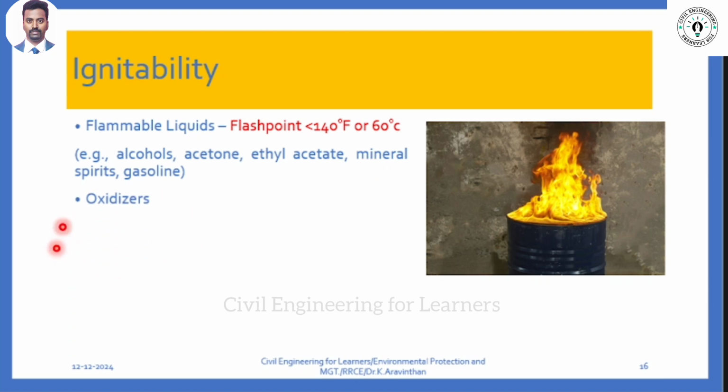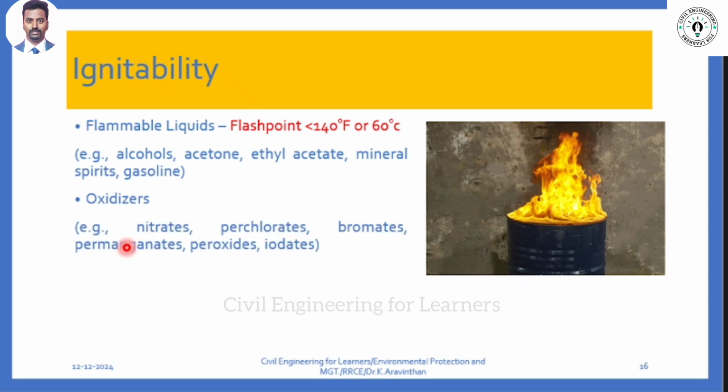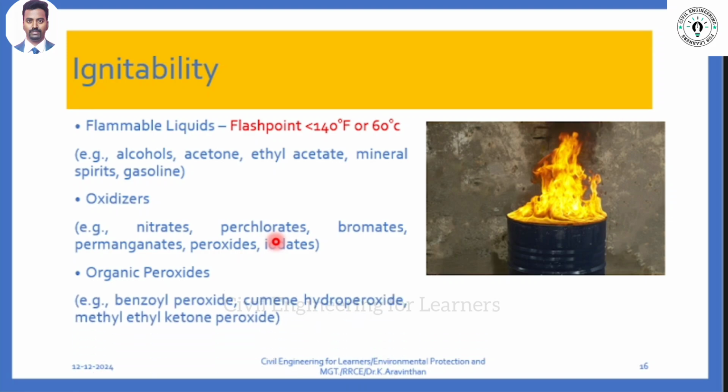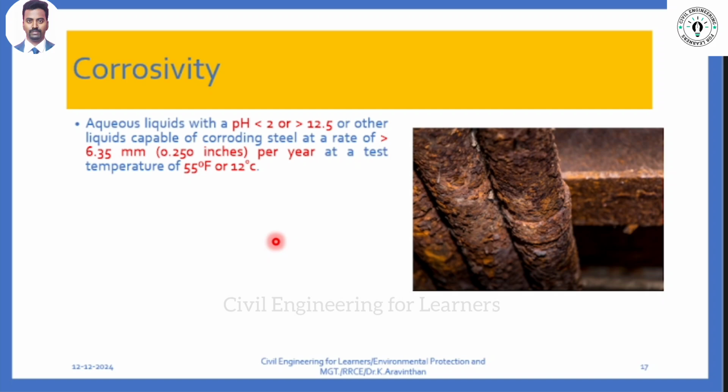Next thing is oxidizers. If certain things want to catch fire, it needs oxygen, which are nitrates, perchlorates, bromates, etc. These are the hazardous materials which might cause ignitability. And next thing is organic peroxide. So these characters exhibit ignitability.